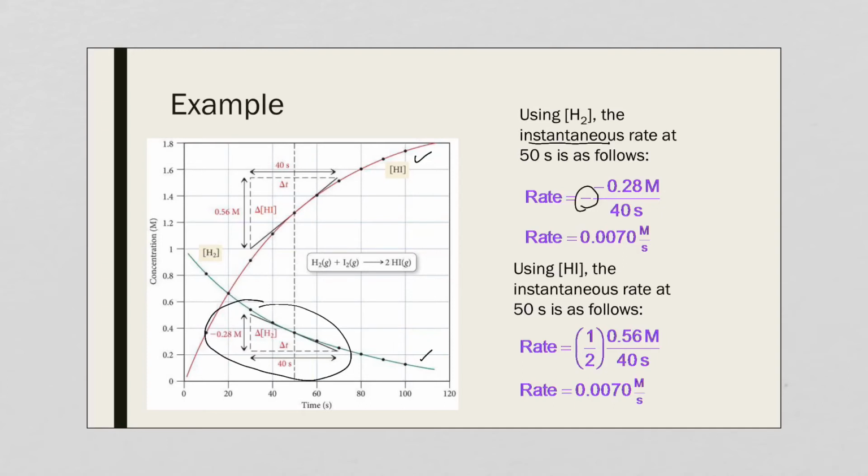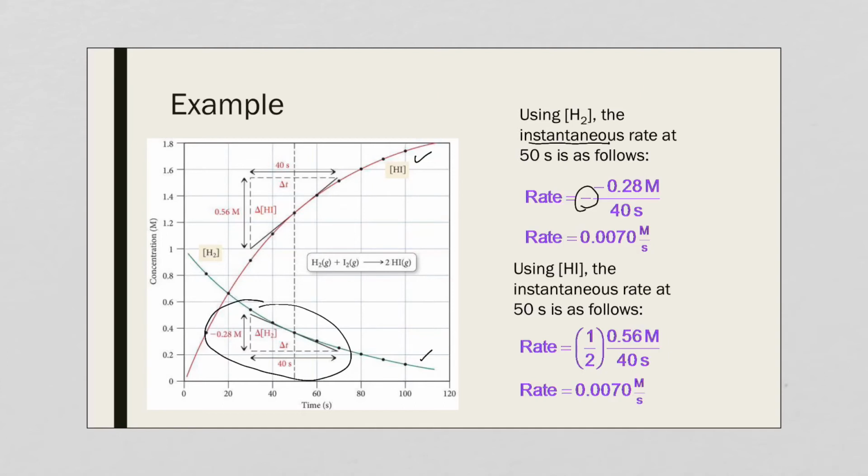So if I measure that, we get a change of positive 0.56. Notice the change is twice as much as you would expect, but over the same time period, right? Because we're producing twice as much HI as we're losing H2 because of the stoichiometry of the reaction. So if I just did that, I would get a rate that was twice as much. So remember, that's why we have to multiply by 1 over the coefficient.